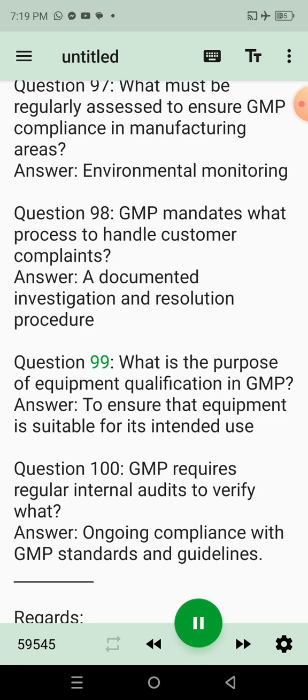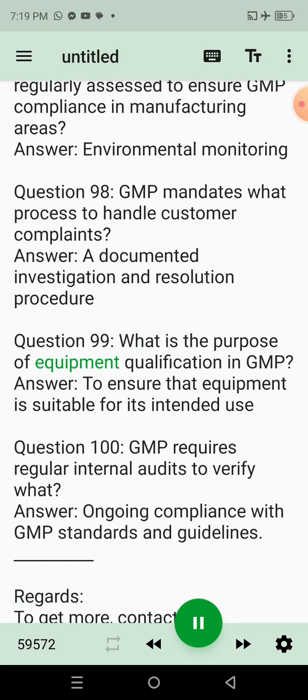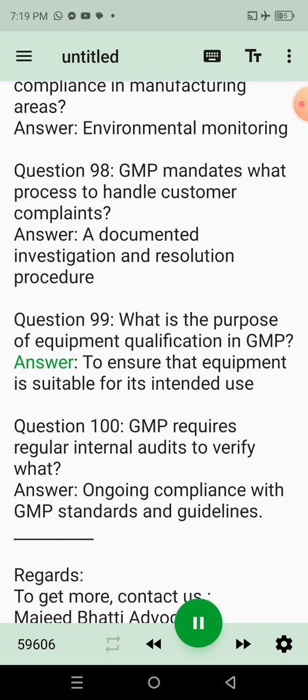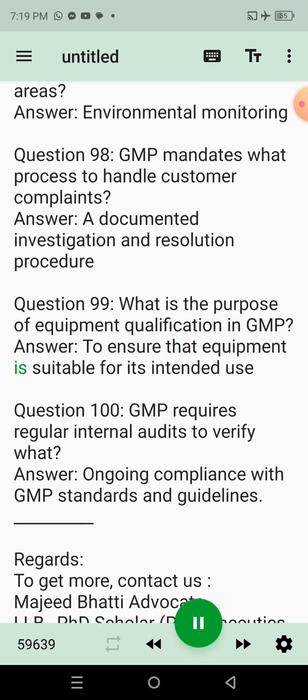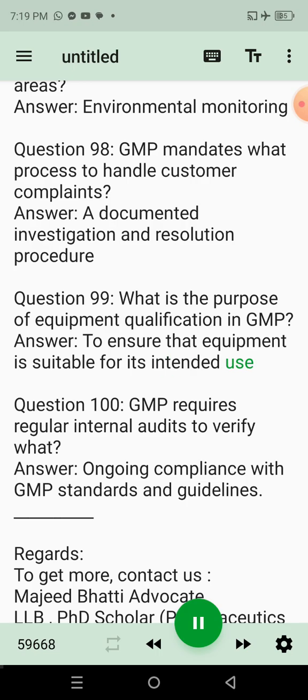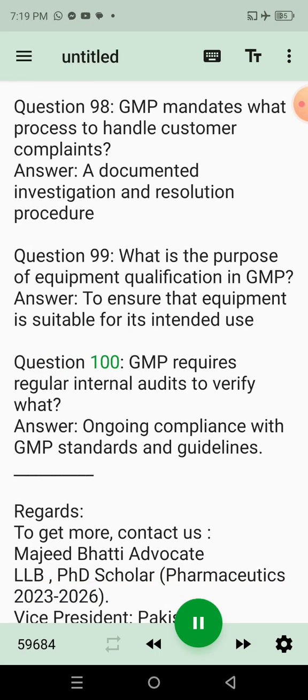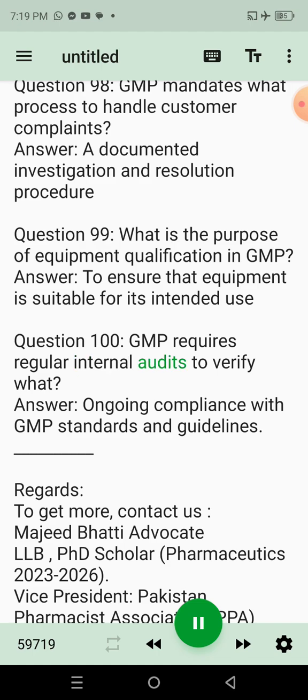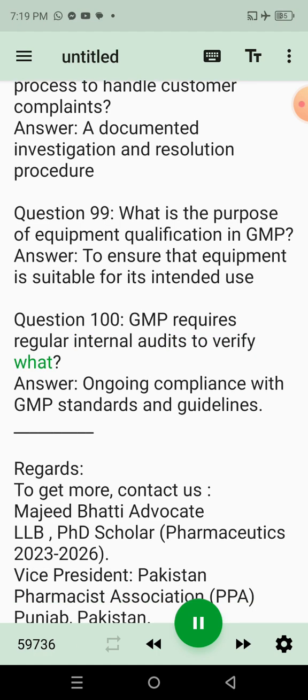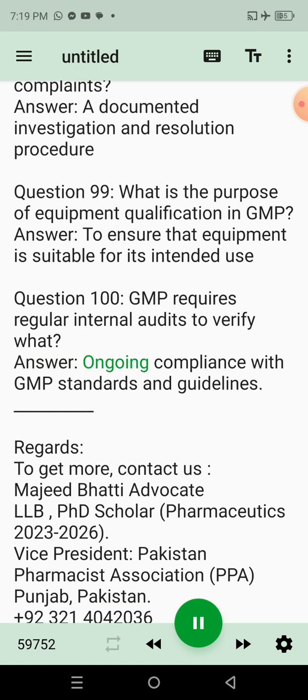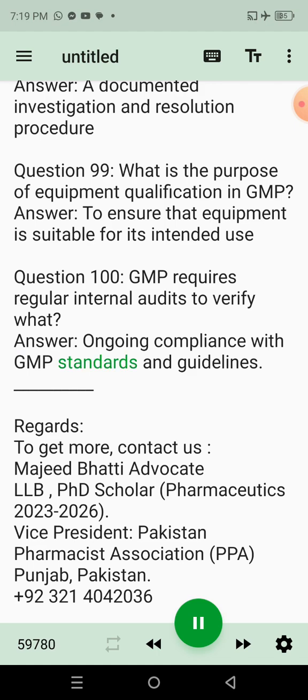Question 99. What is the purpose of equipment qualification in GMP? Answer: to ensure that equipment is suitable for its intended use. Question 100. GMP requires regular internal audits to verify what? Answer: ongoing compliance with GMP standards and guidelines.